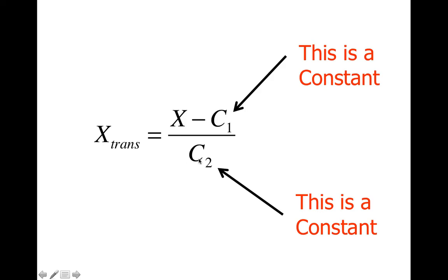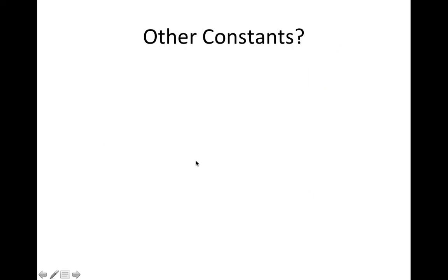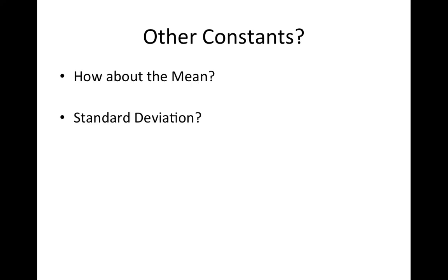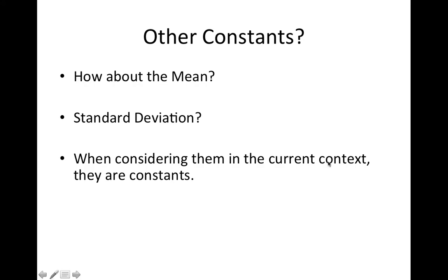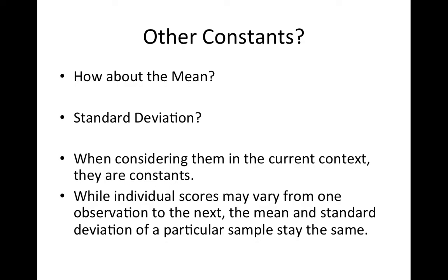I've just changed this formula real quickly to reflect that one popular transformation is to subtract a constant from a score and divide by a constant. Are there other constants that we could consider using here? How about the mean, or how about the standard deviation? When considering them in the current context, they are constants. In other words, while individual scores may vary from one observation to the next, the mean and the standard deviation of a particular sample or population always stay the same.